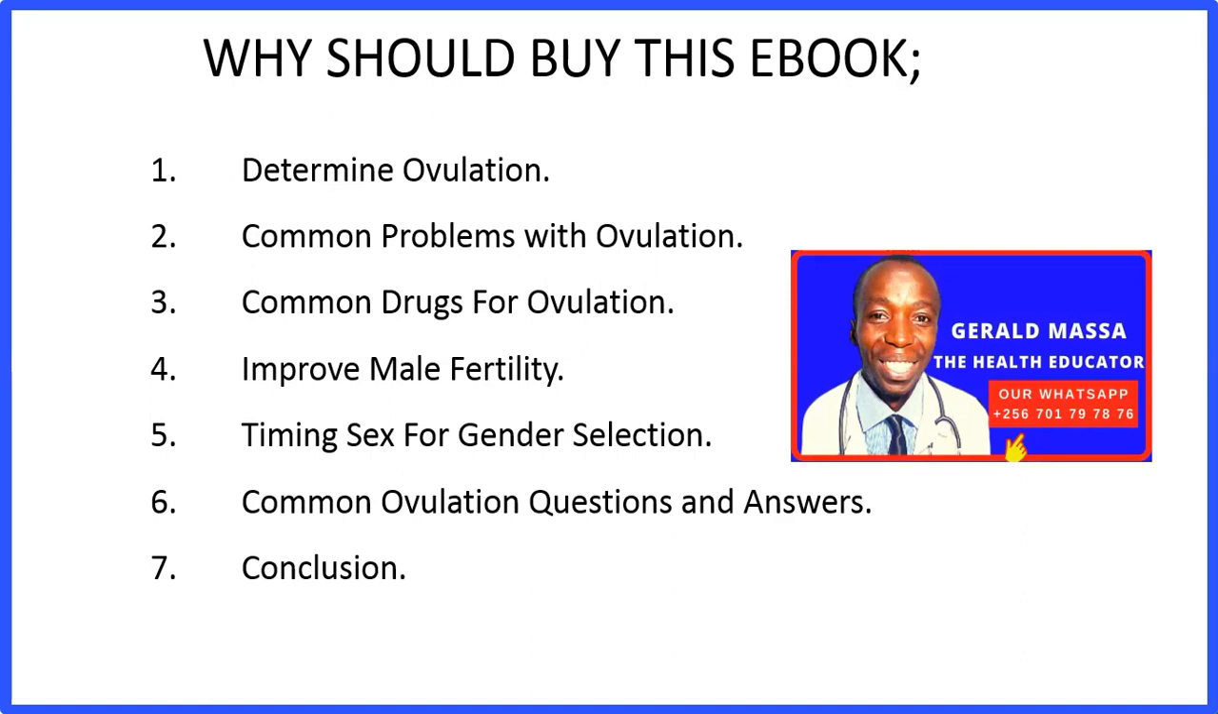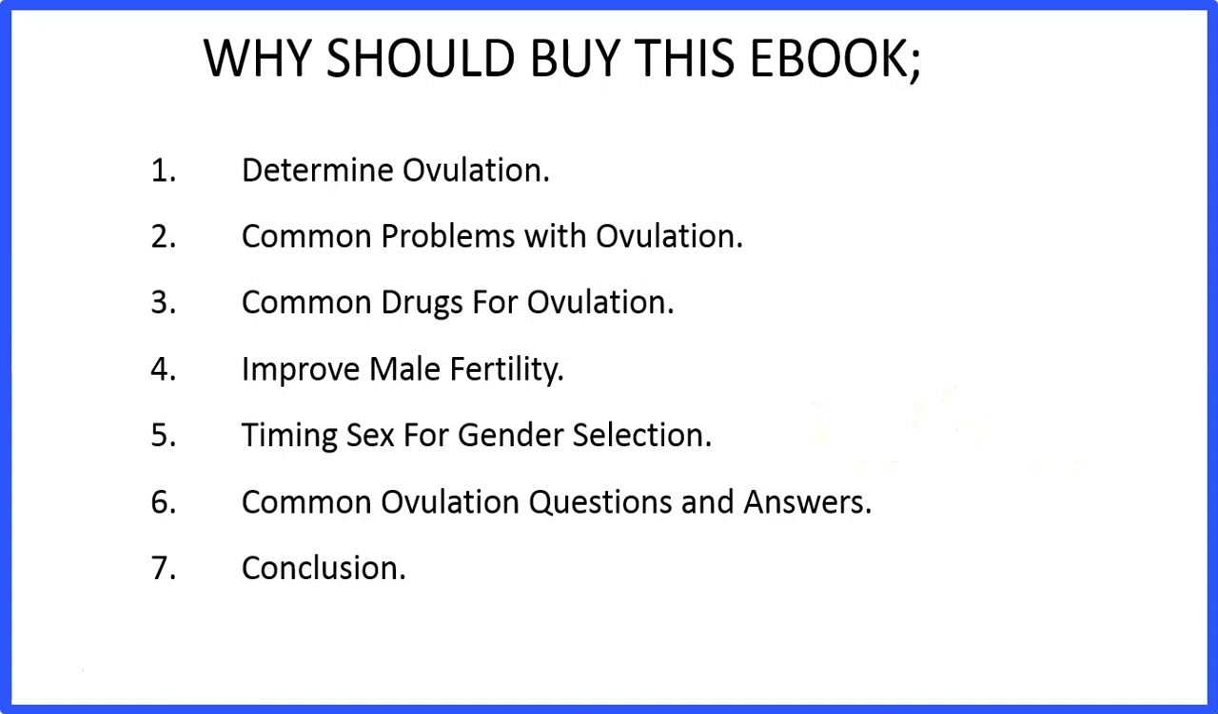When you get this ebook, you'll be able to determine ovulation. You will understand the common problems with ovulation and the common drugs for ovulation. You'll also be able to improve male fertility, because you may be thinking that you have issues when maybe your partner has issues with low sperm count or poor sperm quality. I talk about all this in this ebook. You'll also be able to time sex for gender selection.